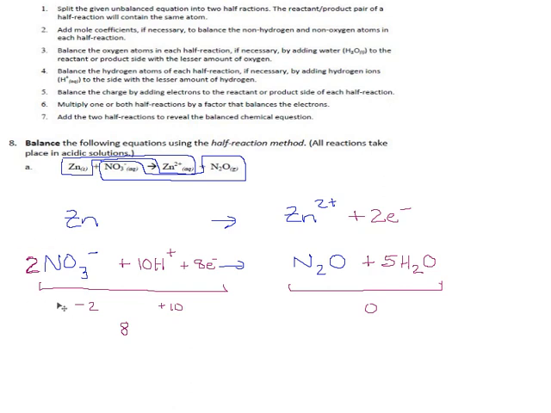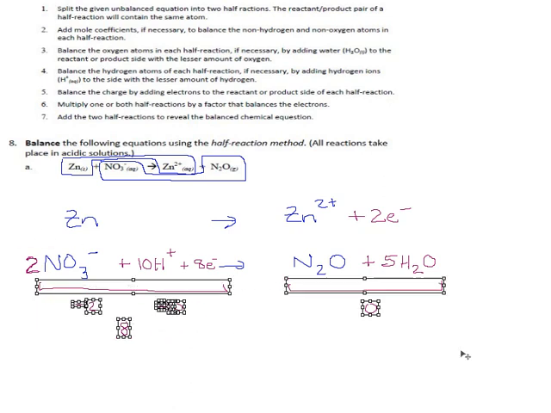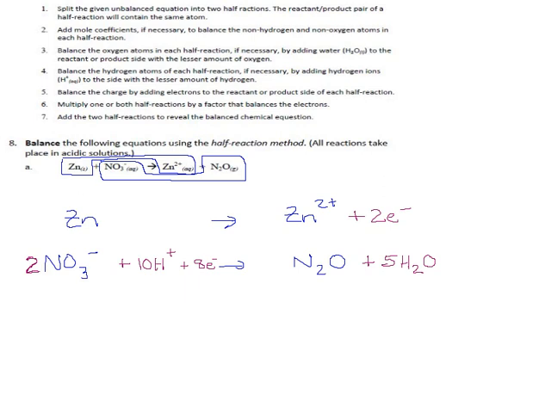And now our charge is balanced. Total charge of 0 on the left and 0 on the right. They don't have to add up to 0, but they have to add up to the same amount. So that was balancing the charge, step 5.